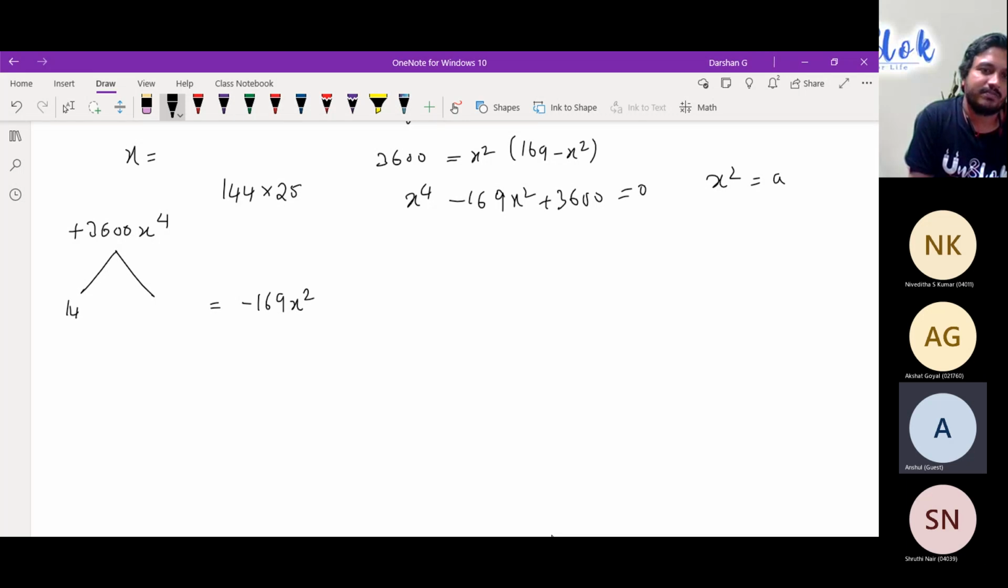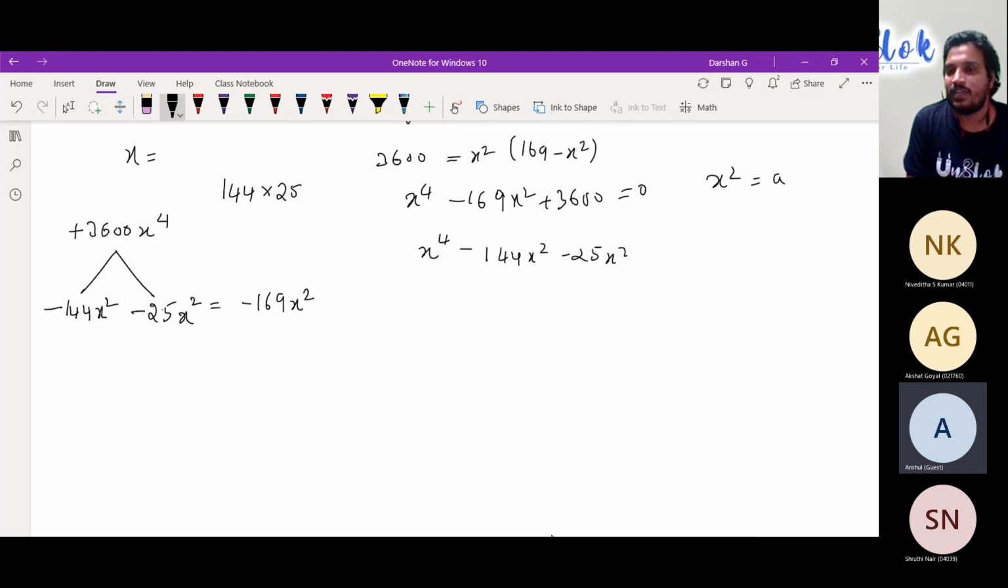Actually, that's the answer. 144 into 25 is 3,600. And when you have minus and minus, when you add, you get the x square term, but when you multiply, you will get plus 3,600. So it is x to the power of 4 minus 144 x square minus 25 x square. 25 was right. Good, Akshat. At least one small part was right.